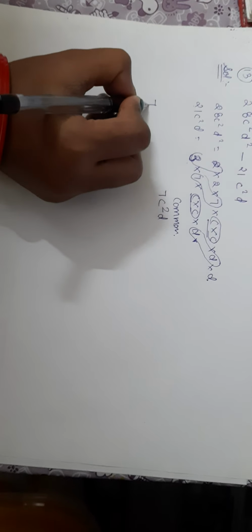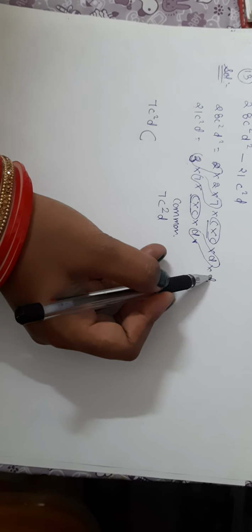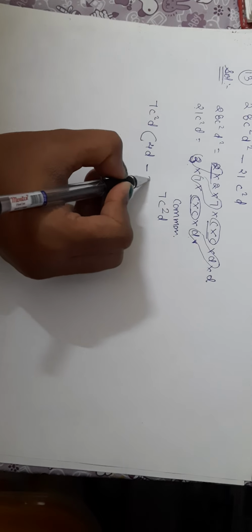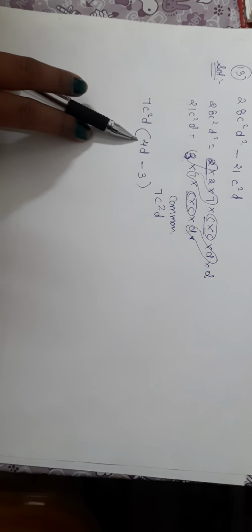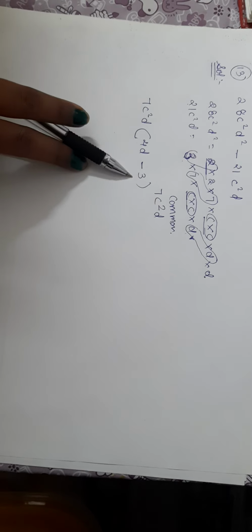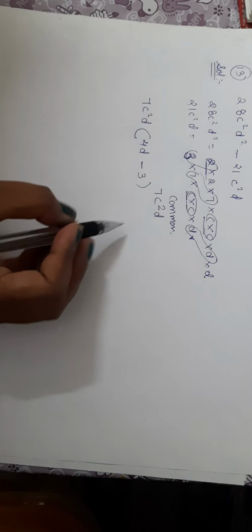If you take out 7c square d as common, what is left? 2 into 2 is 4 and d, so 4d is left. Now the minus sign is there, so minus you will take out from here. Now what is left here? Only 3, no d. So let's check if you are getting the correct answer or not. 7 4s are 28 c square, and d into d is d square, minus 7 3s are 21 c square d. So this is the correct answer.